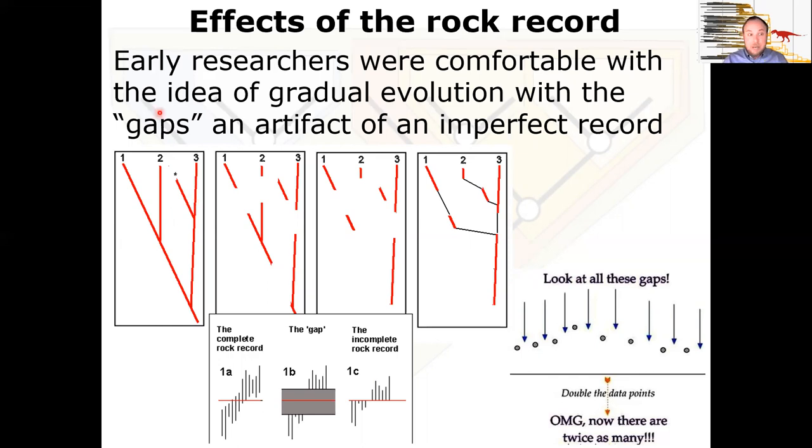And that any gaps that we see, any big jumps that we see, is an artifact of an imperfect record. So here we've got steady, incremental, not progressive, evolution on these trees. And then we tear out some pages of the geologic record, tear out some more pages, tear out even more, and now we try to piece the relationships back together.